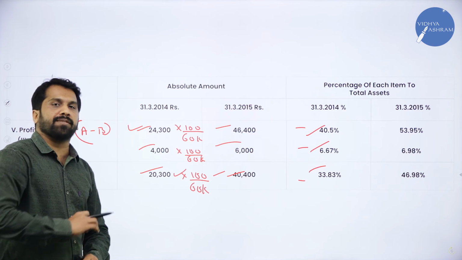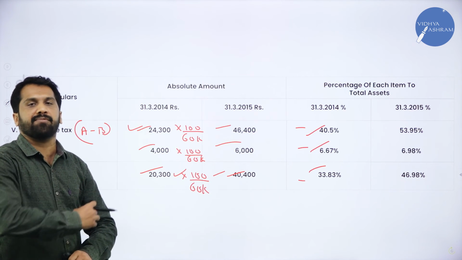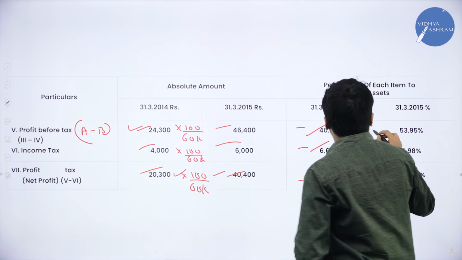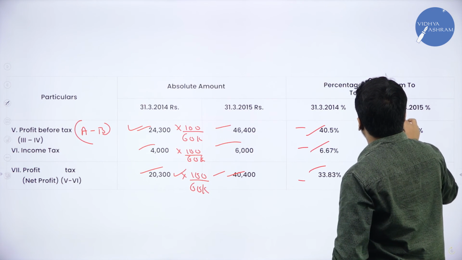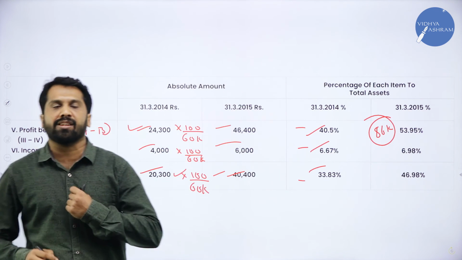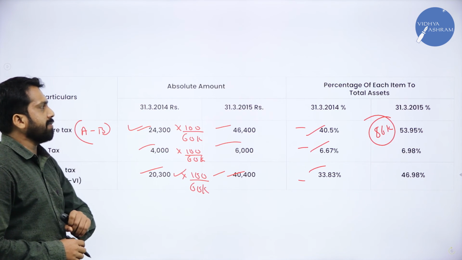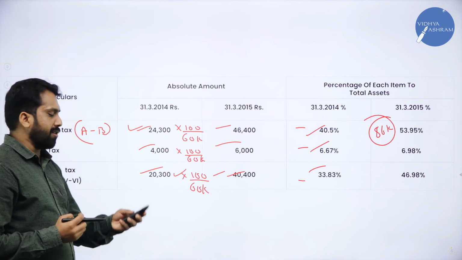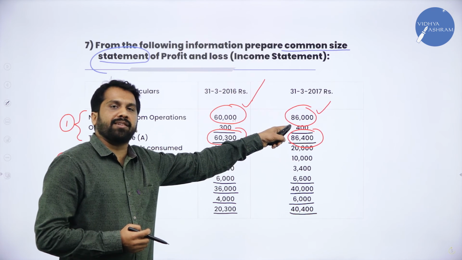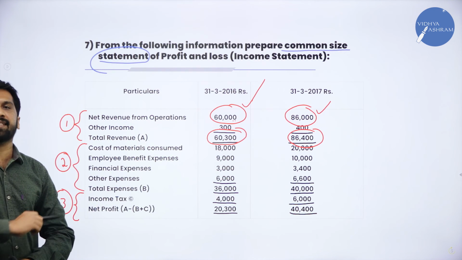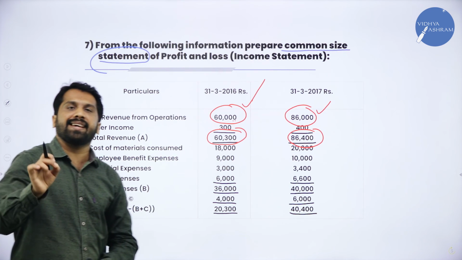While doing 2015, what base should we consider? The denominator must be 86,000. For 2014, it is 60,000, but for 2015, it is 86,000. Why? Because what is the revenue from operation? The revenue from operation is 86,000. We should consider 86,000.